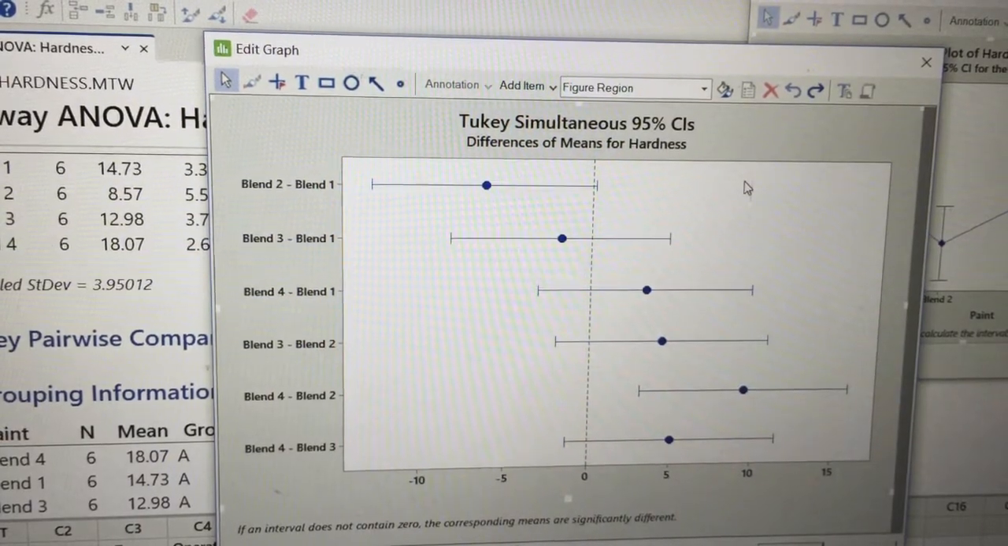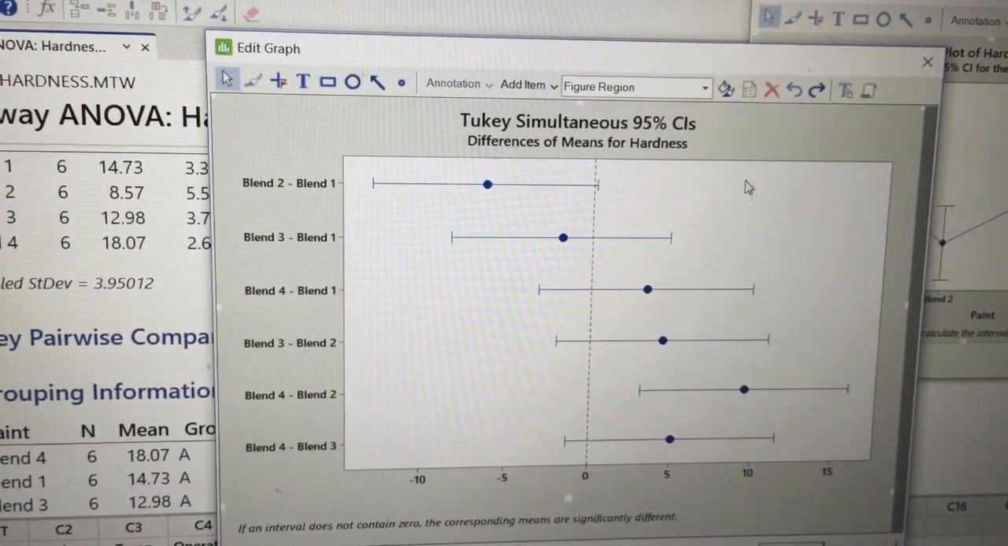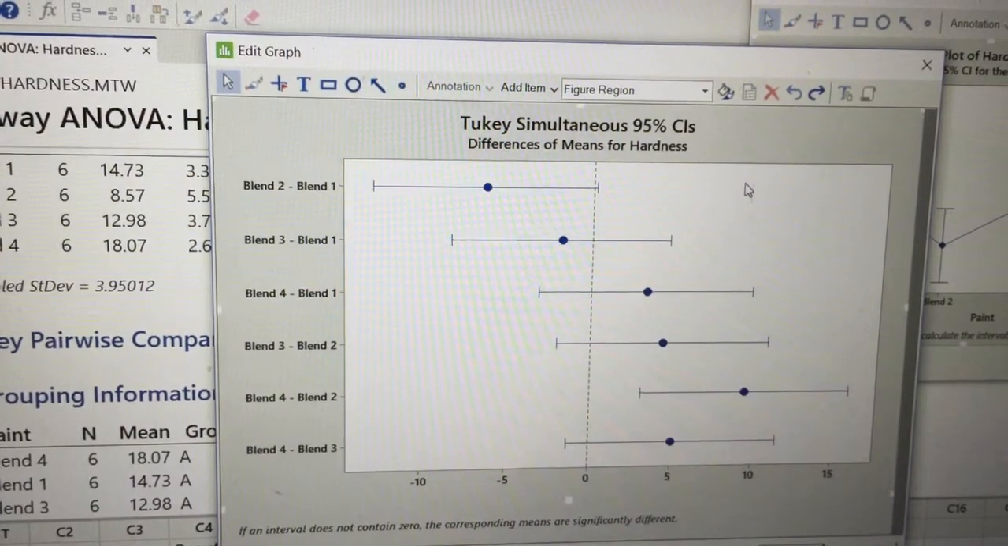It can be noted also in the plot of the differences of means for hardness that the means are significantly different since the interval does not contain 0.